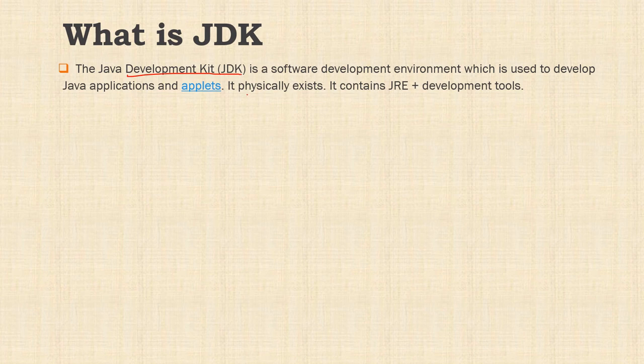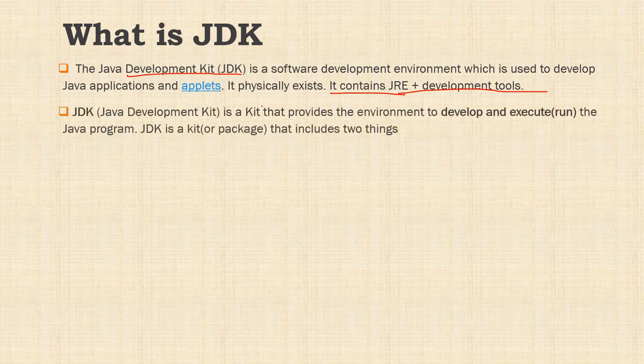JDK physically exists. It contains JRE plus development kit. So it's a combination of JRE plus development kit. JDK is a kit that provides the environment to develop and execute. So JDK is responsible to develop and execute, and JRE is only responsible for running. But JDK is responsible for developing and running.